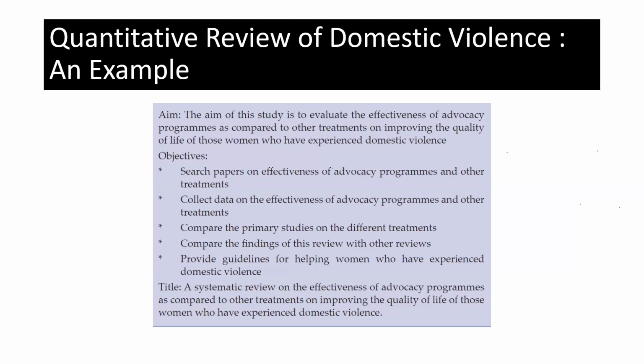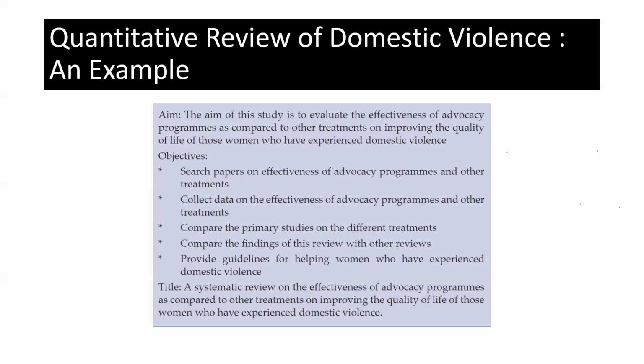So the objectives of a systematic review build or guide your methodology as well. So ultimately, we come up with a title. You never get to the title at the beginning. So: a systematic review on effectiveness of advocacy programs as compared to other treatments on improving the quality of life of those women who have experienced domestic violence. That's the title of our systematic review.